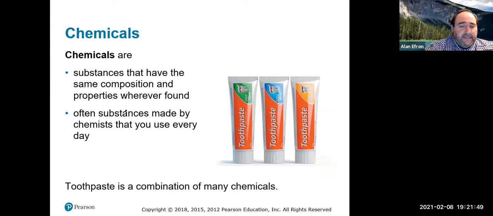Chemicals are substances that have the same composition and properties no matter where you find them. So for example, if we had something like water, which is H2O, it always has basically the 2 goes for the hydrogen. And if nothing's written there, it is assumed to be 1, and it goes to the oxygen. That means basically in water, we have 2 atoms of hydrogen for every 1 atom of oxygen.